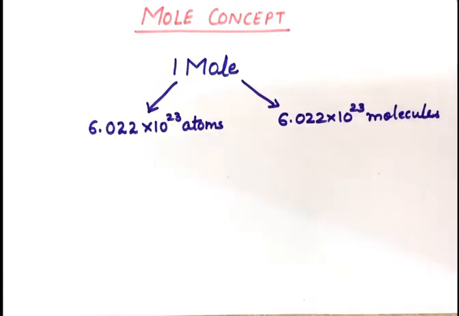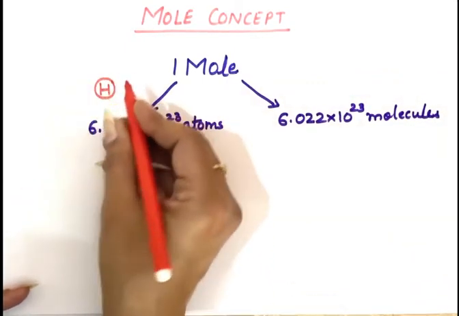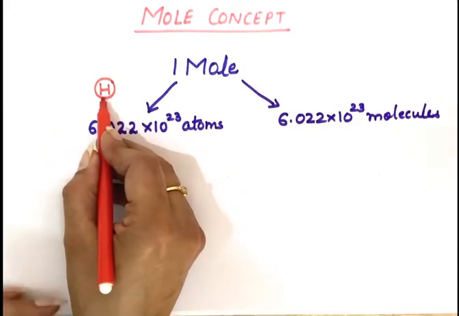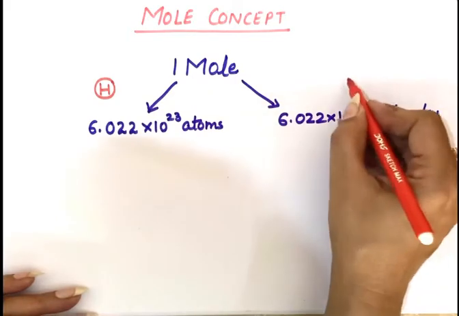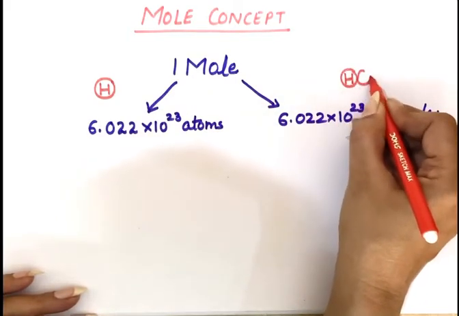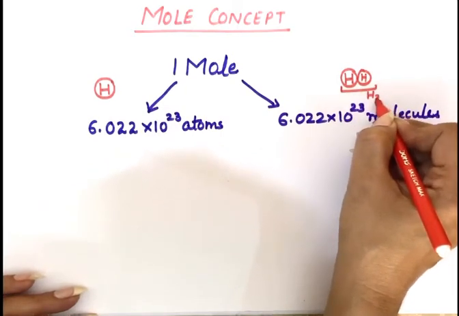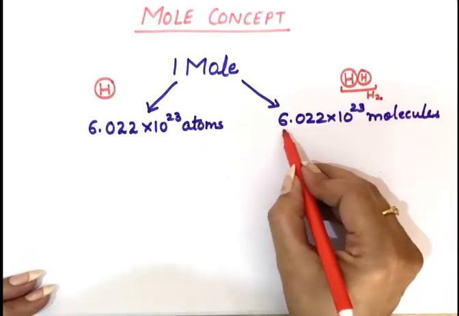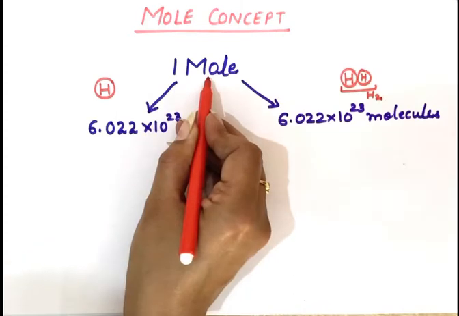For example, if we are taking the hydrogen element, this is made up of atoms. So in 1 mole of this hydrogen element, there are these many number of atoms. But if I take a hydrogen molecule, it is made up of 2 hydrogen atoms. This is H2, that is the hydrogen molecule. So if we take these many number of hydrogen molecules, that is equal to 1 mole.